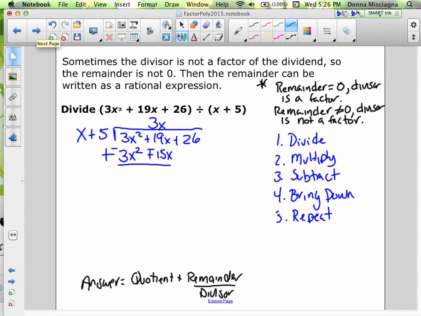3x squared minus 3x squared is 0. That one has to be 0. 19x minus 15x is 4x. I need two terms, so I'm going to bring down the next term. So that's a plus 26.